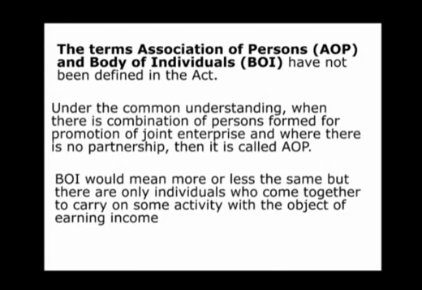And these individuals come together to carry on some activity with the object of earning income. It means ultimately their objective is to earn their income. So both these definitions, association of persons and body of individuals, are also very important to be remembered under the Income Tax Act 1961.